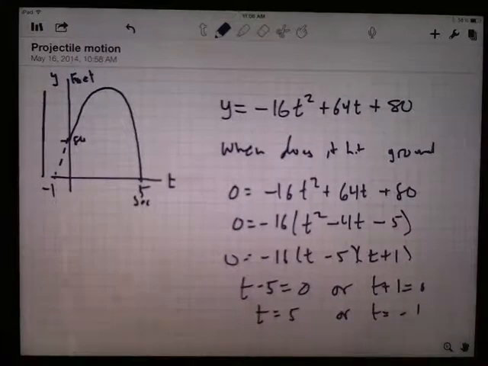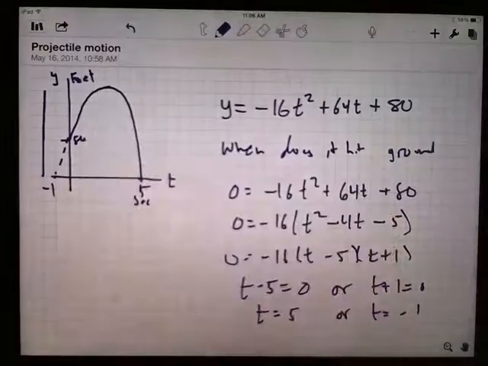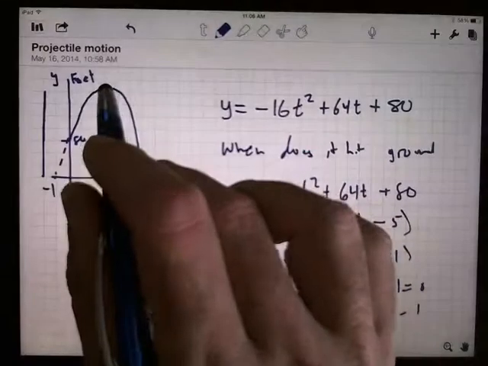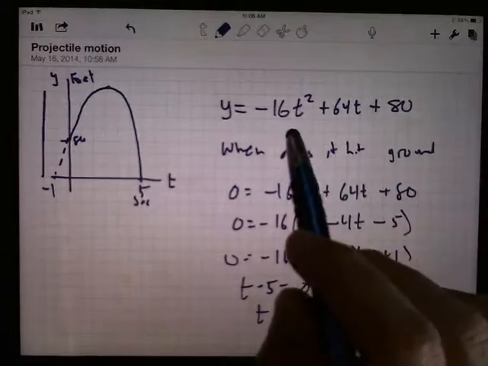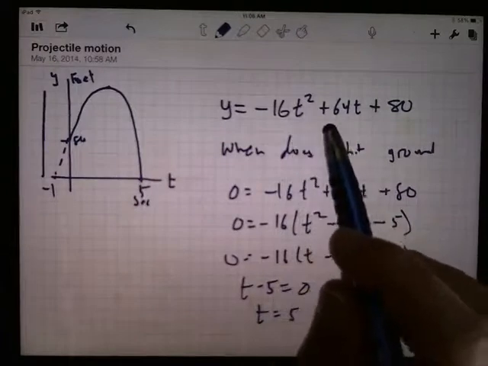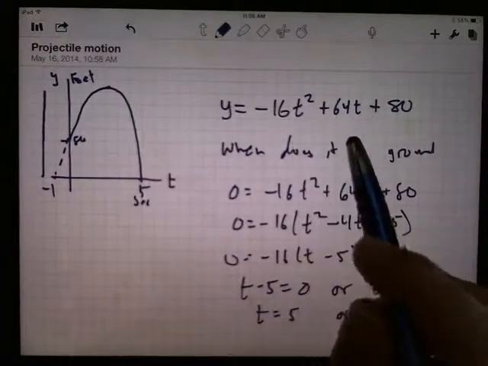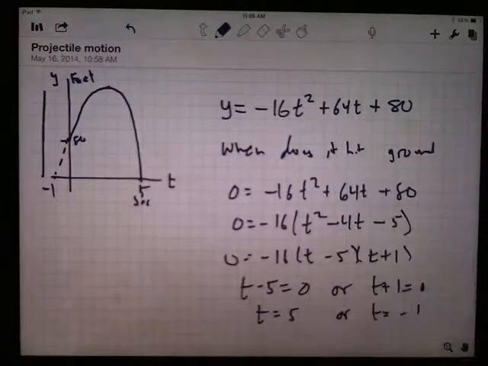Now, they might also have asked, where's the highest point, and how high does it go? At that point you're asking, where's the vertex? And remember, what you had to do was take this equation, put it in vertex form, complete the square, and rewrite it. Well, with calculus, we've got a different way of doing that now.